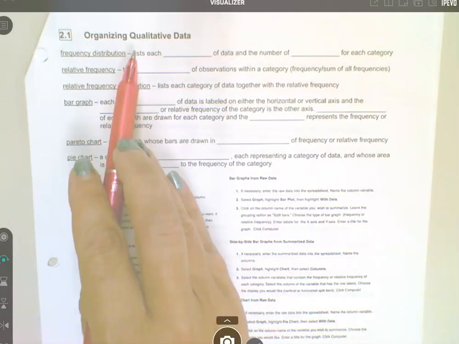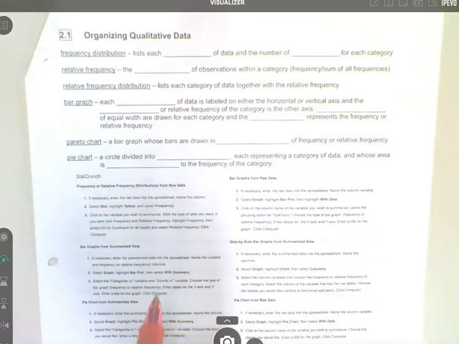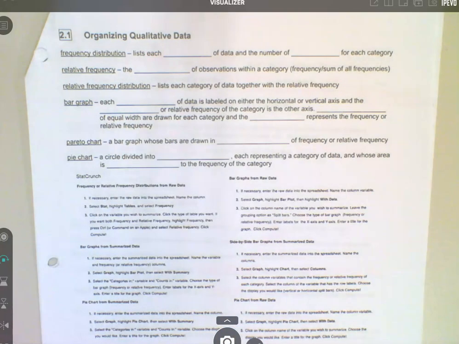So remember that qualitative data is when we are looking at data that's describing categories, and it can be numerical. It often is not. It can be, but remember that numerical qualitative data is really just an identifier.